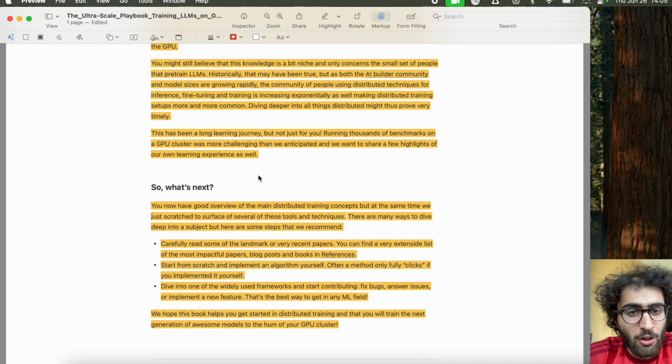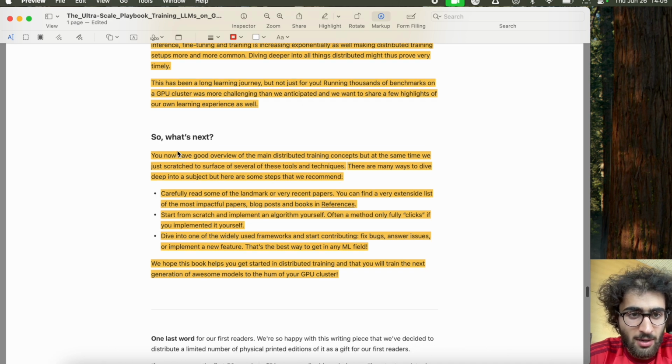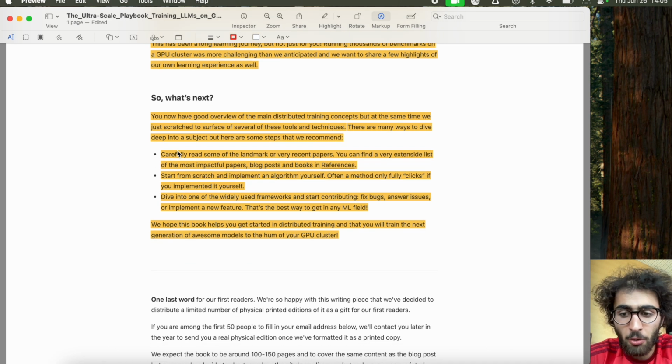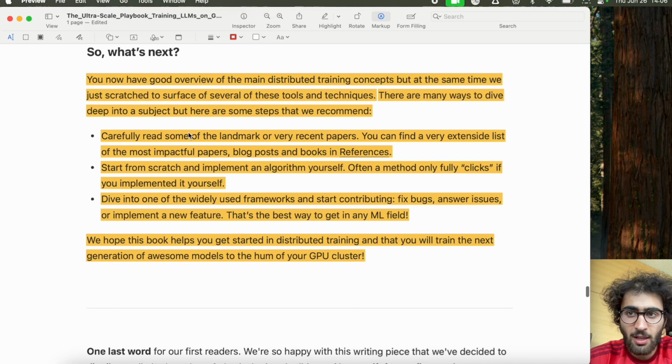And this has been a long journey, but not just for you. They've run thousands of benchmarks on a GPU cluster, and now they're going to talk about what's next. So if you want to go beyond this, because right now we only have an overview of the main distributed techniques, but we have not really gone deep into the subjects of the individual topics, then some things you can do are to carefully read landmark or very recent papers, and there's an extensive list of this in the references, which is just at the bottom of the paper.